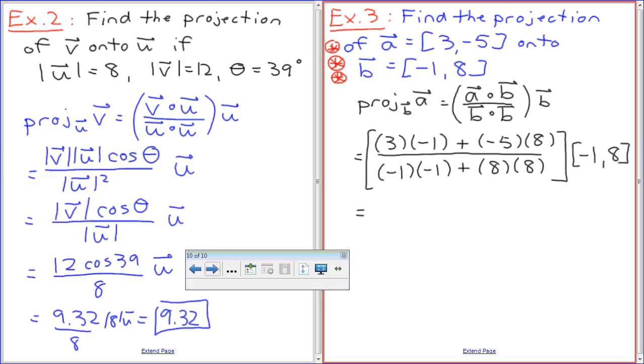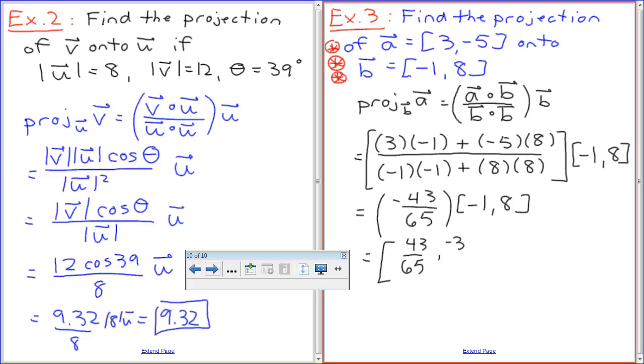Okay, so I'm going to do this out here. This is going to be negative 43, I think, over 65. Someone confirm that for me? So that's 43 65ths. Oh boy. 323.44. Is that right? Someone confirm that for me?